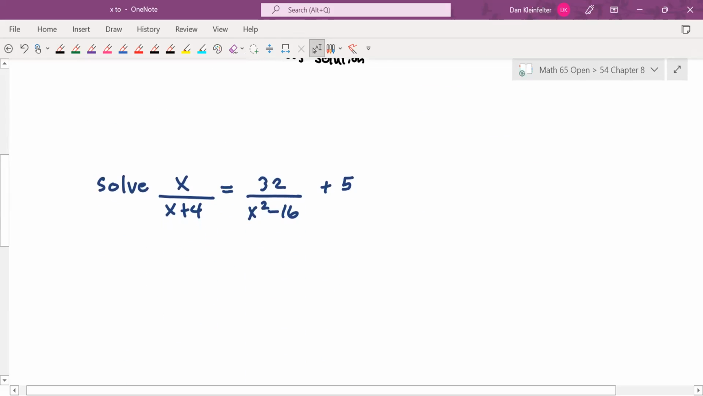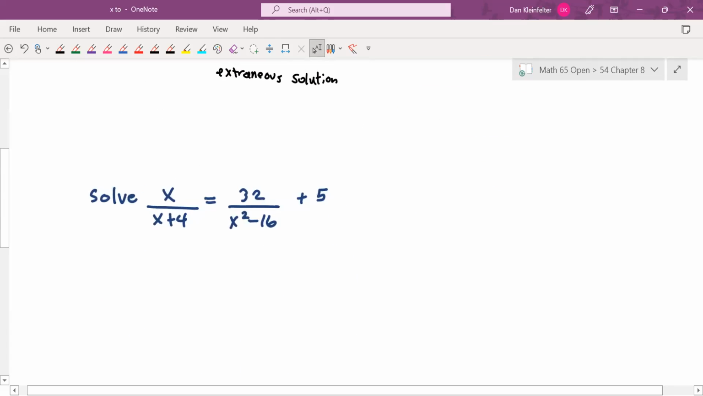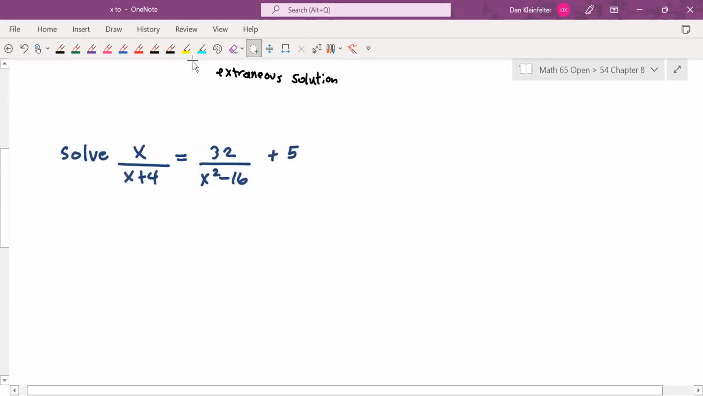Okay, so here's another one to try. We have x over x plus 4 equals 32 over x squared minus 16 plus 5. For this one, go ahead and pause the video, try it yourself, and then restart the video and see how you did.